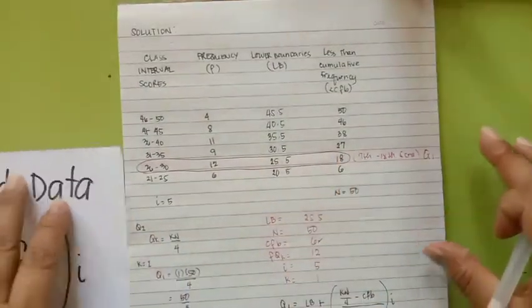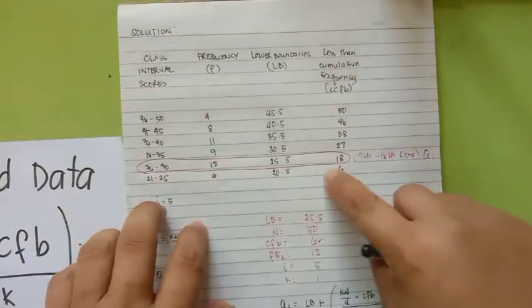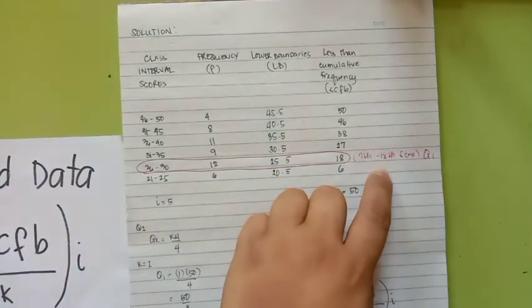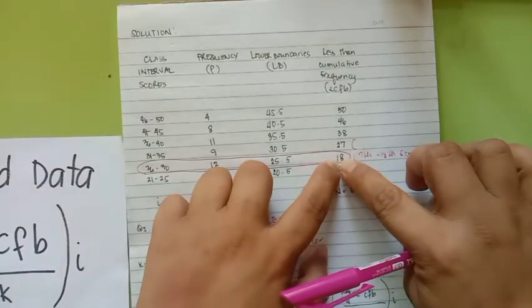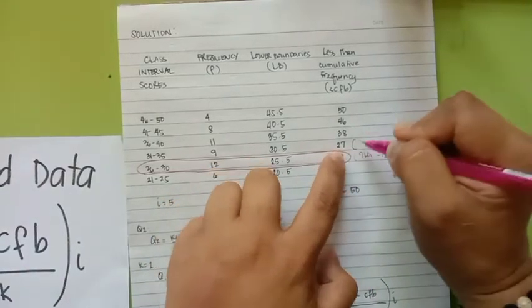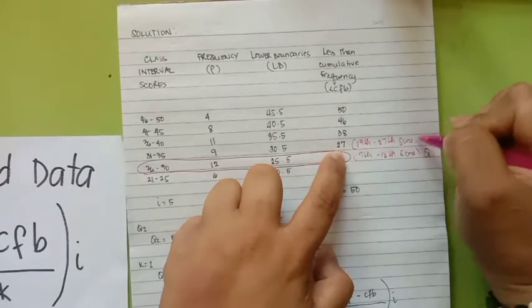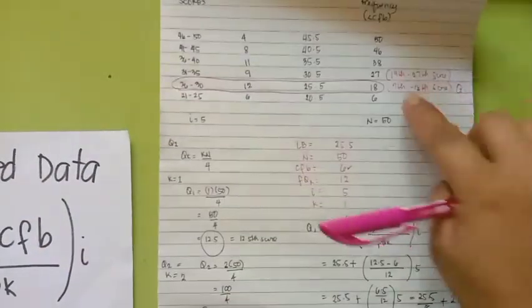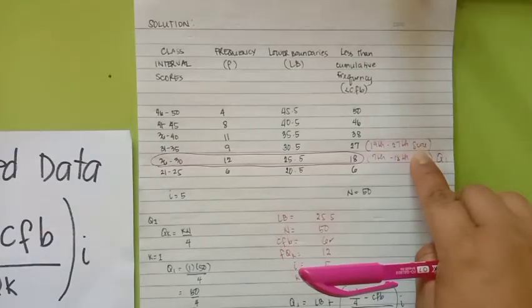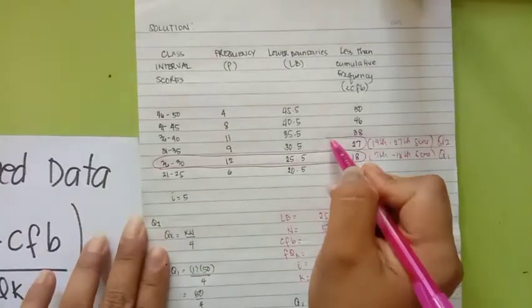So, 25th score, hanapin natin dito kung alin yung nagko-contain ng 25th score. Kung itong class interval na ito, it contains the 7th to 18th score, ibig sabihin ito, 18 ang nasa ilalim. So, this one, yung 27 na yon, that contains the 19th to 27th score. So, ibig sabihin, yung 25th score na ito ay nandito sa 19th to 27th score. Therefore, this is our quartile 2 class interval.